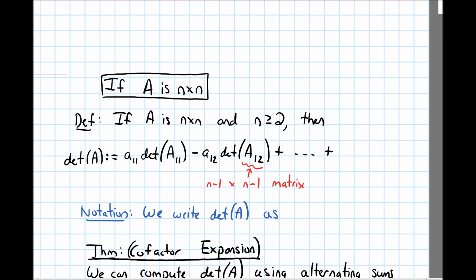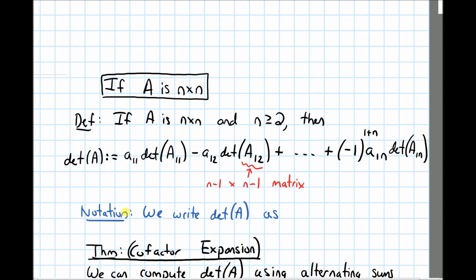And with the last term, we know we're going to have an A1n. But in front of that, I'm not totally sure whether we're going to have a minus or a plus. But it's going to follow the same pattern. It's going to be negative 1 to the 1 plus n power. Depending on what n is, that'll tell me whether this will end up being positive or negative. And then I still have to multiply this by the determinant of capital A1n. Okay, so that's the formula for the determinant. That's the definition of it.